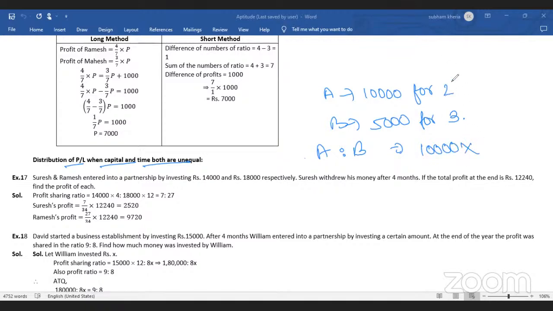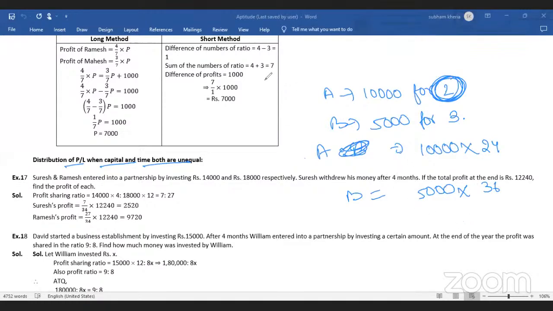But whenever we are considering time, we will convert this into months, not years. ठीक है? इसको 2 years की जगह 24 months करेंगे. This is A. ये है A का पार्ट. B को कितना मिलेगा? 5,000 into 3 का 36 months. So 36.